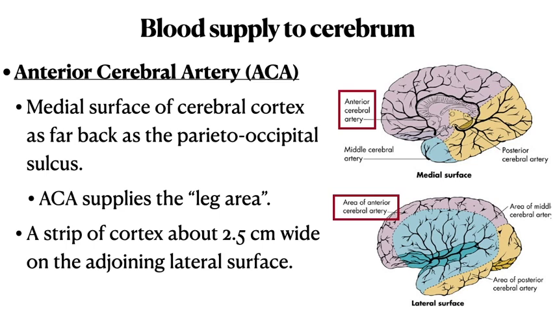ACA, anterior cerebral artery, provides blood supply to the medial surface of the cerebral cortex, as far back as the parieto-occipital sulcus. Neurons on the medial surface of the cortex provide motor control to the leg muscles. Therefore, ACA supplies the leg area of the brain. In addition to the medial surface of the cerebral cortex, ACA also provides blood supply to a strip of cortex about 2.5 cm wide on the lateral surface of the cortex.